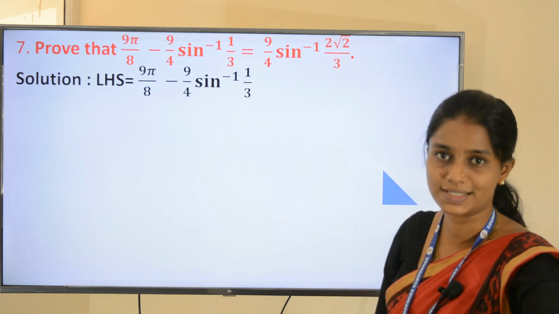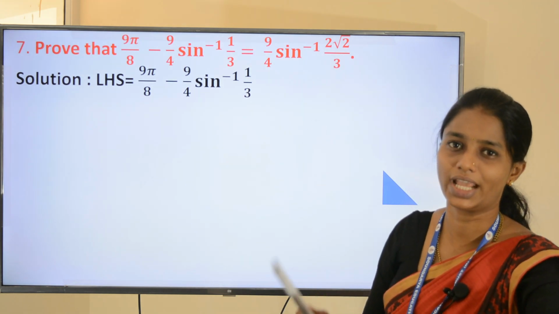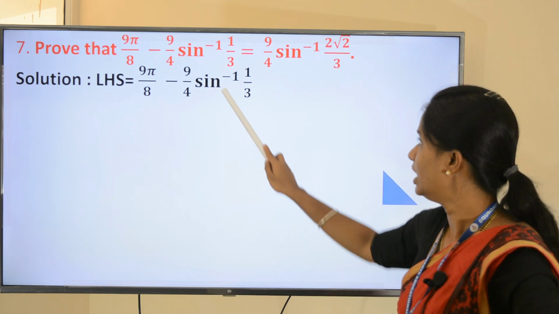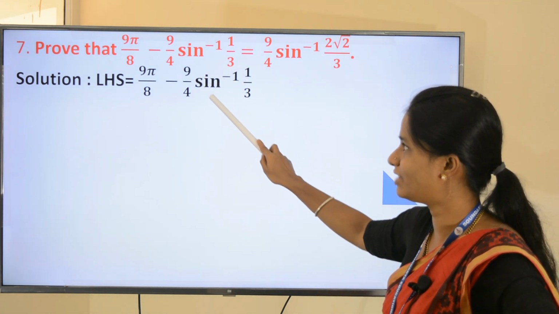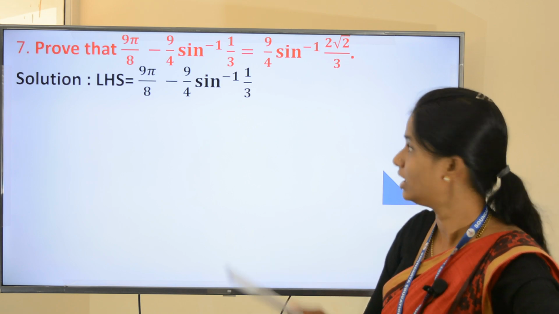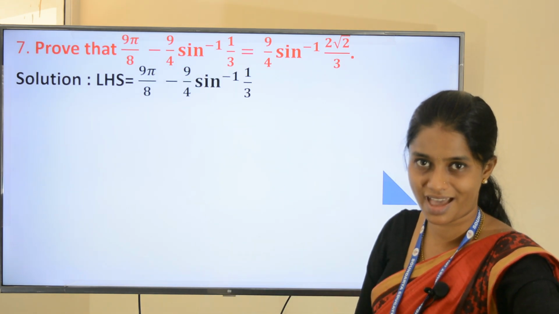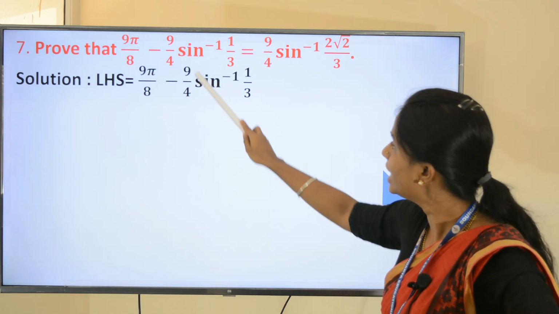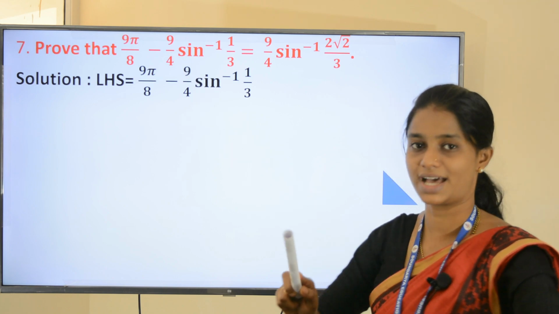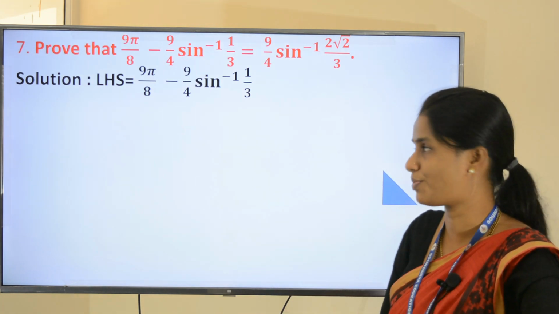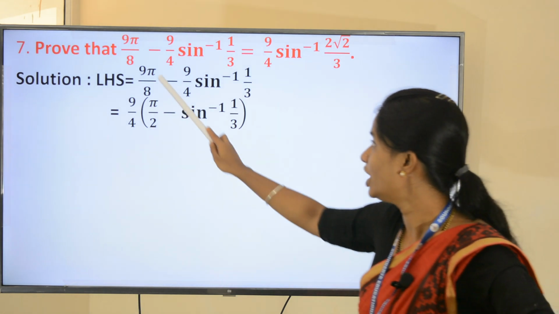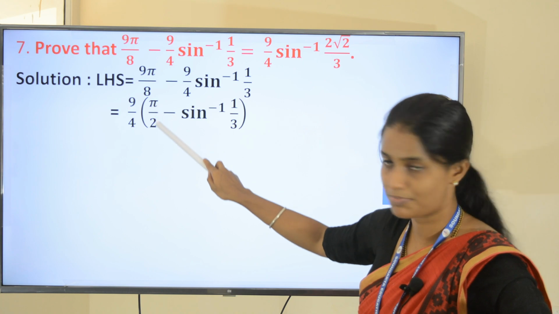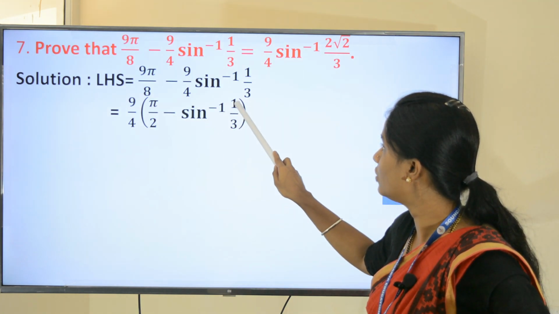Now please observe this result. Is it possible to take any common term from this expression? We'll verify. Is it possible to take sine inverse of 1 by 3? No, it is impossible. Is it possible to take out pi? No. Is it possible to take 9 by 8? No. Is it possible to take a common term 9 by 4? Yes, it is possible. How can we take it, students? Please observe. If I take 9 by 4, then the remaining will be pi by 2 minus sine inverse 1 by 3.